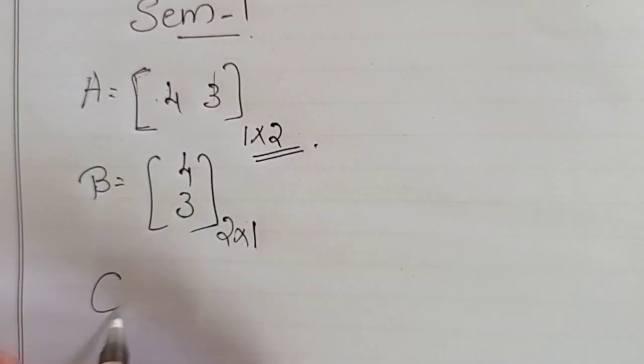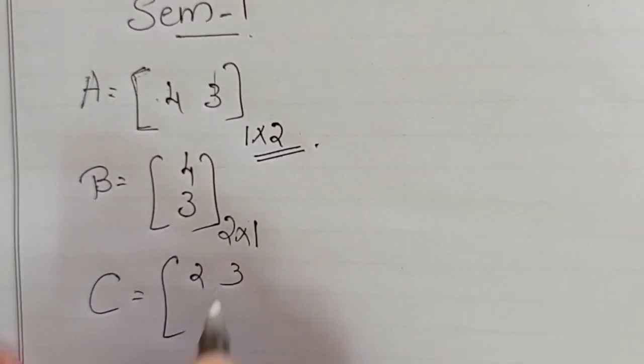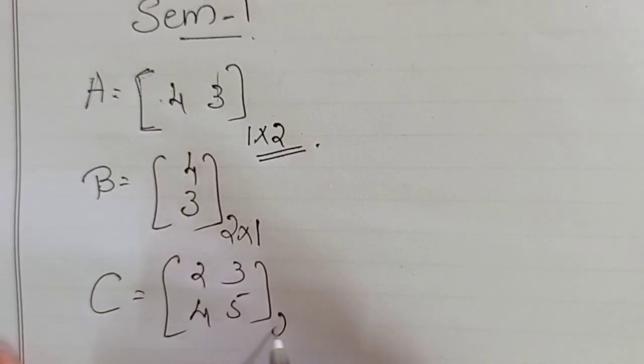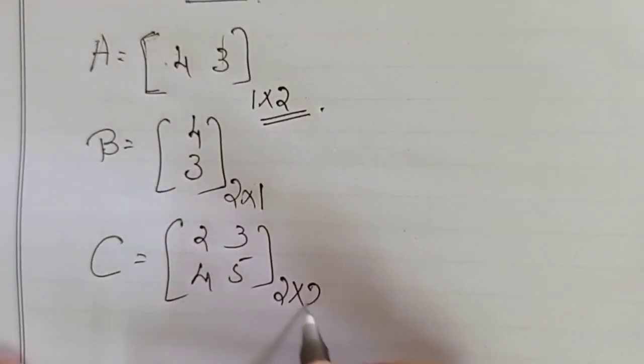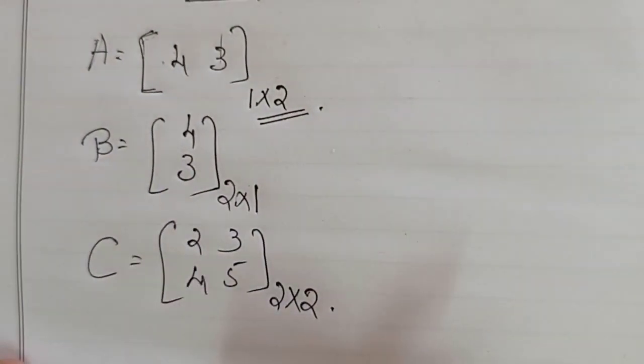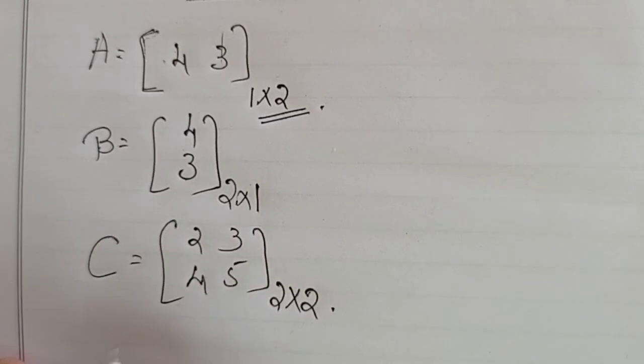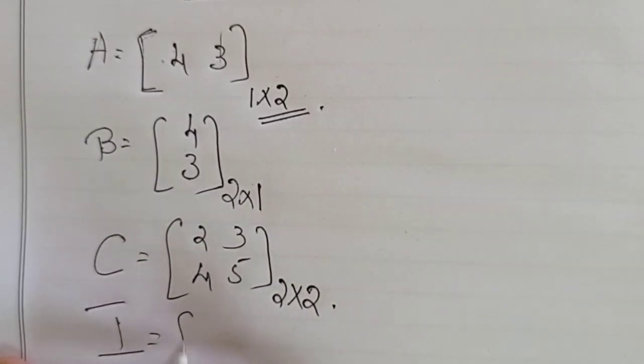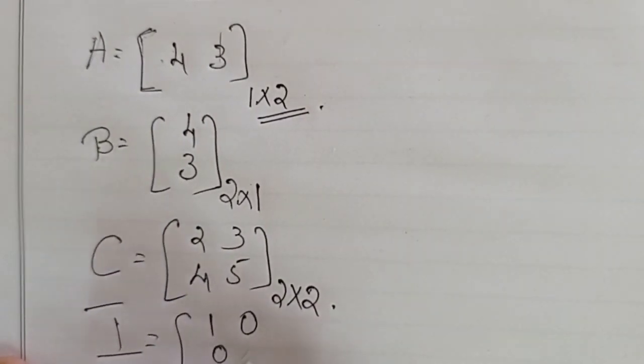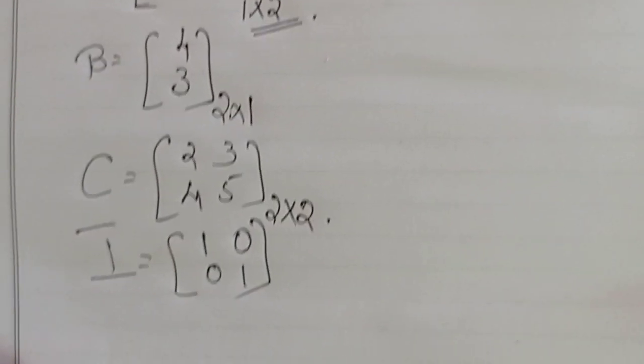And you know that C is the matrix [2, 3; 4, 5]. Number of rows is 2. Number of columns is 2. Therefore, this is known as a square matrix. Then unit matrix means I is the notation for unit matrix [1, 0; 0, 1].